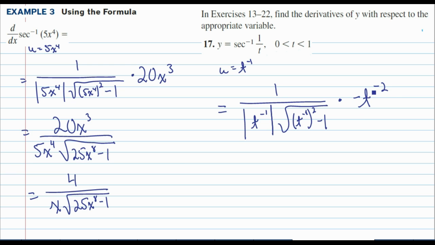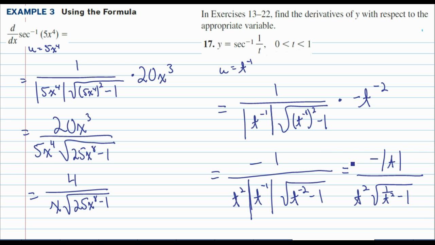So now I've got a t squared that can drop down to the denominator and a negative 1 in the numerator. So this is going to look rather complicated, and we can leave it in exponent form, or this is another reasonable form of the answer.